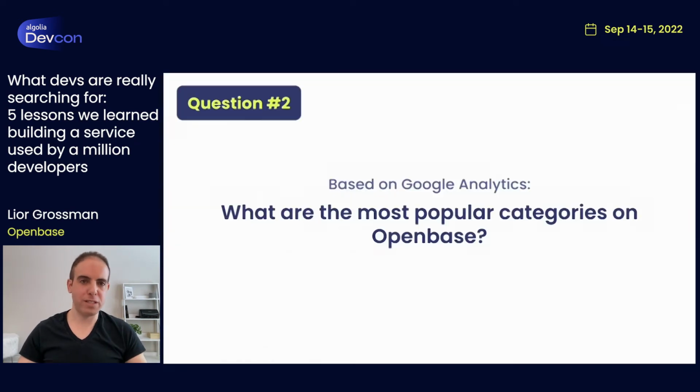Moving to our second question. Question number 2, chime in the chat. Based on our Google Analytics, what are the most popular categories on Openbase? I showed you the charting categories. There are multiple categories, things like natural language processing or search. What do you think are the most popular categories on Openbase? Chime in the chat.